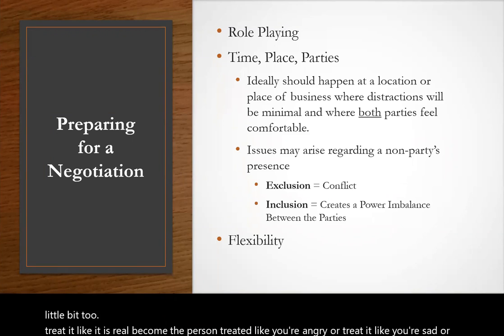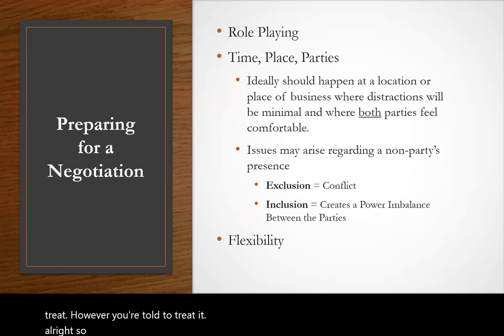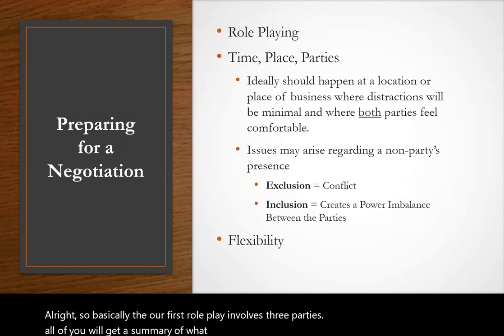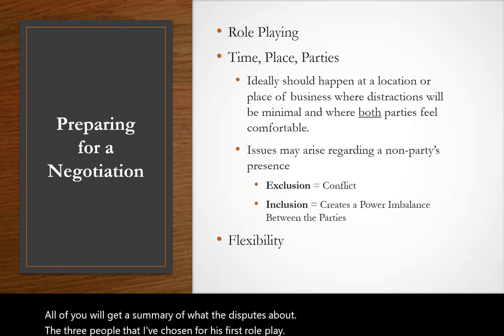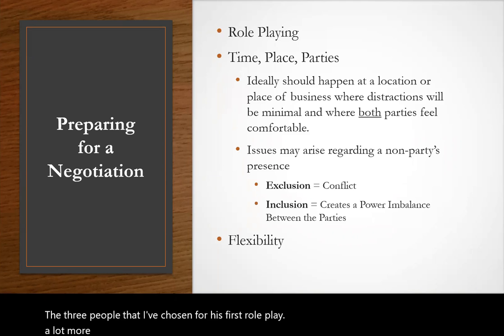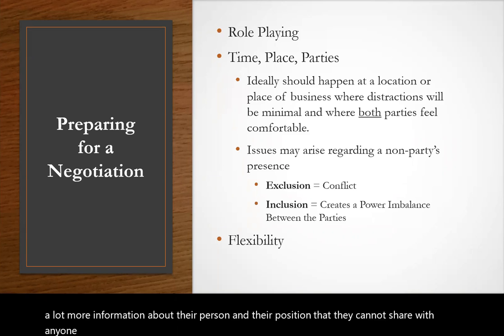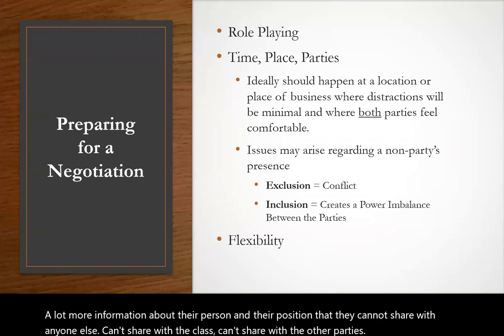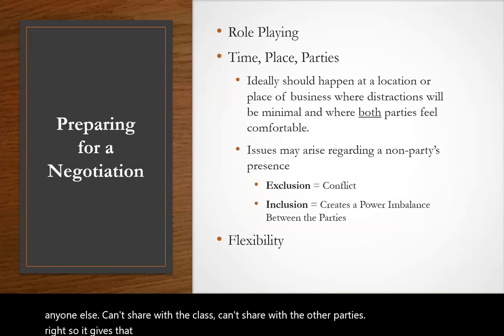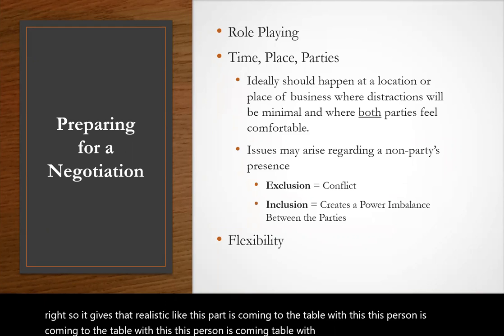Become the person, treat it like you're angry, or treat it like you're sad, or treat it however you're told to treat it. All right, so basically, our first role play involves 3 parties, right? All of you will get a summary of what the dispute's about. The 3 people that I've chosen for this first role play will get a lot more information about their person and their position that they cannot share with anyone else. Can't share with the class, can't share with the other parties, right? So it gives that realistic feel: this person's coming to the table with this, and that person with that. How do we negotiate? How do we resolve it?